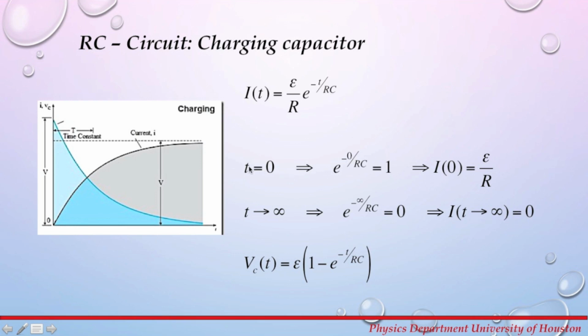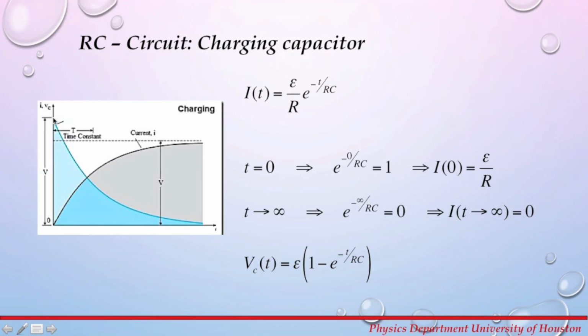Initially, at time t equals 0, e to the negative 0 divided by RC is equal to 1, so the current at time equals 0 will be equal to epsilon divided by R, which is the potential across the battery divided by the resistance of the resistor. This is the same as if the capacitor is not present in the circuit. As the time goes to infinity, e to the negative infinity over RC is equal to 0, so the current at a really long time becomes 0.